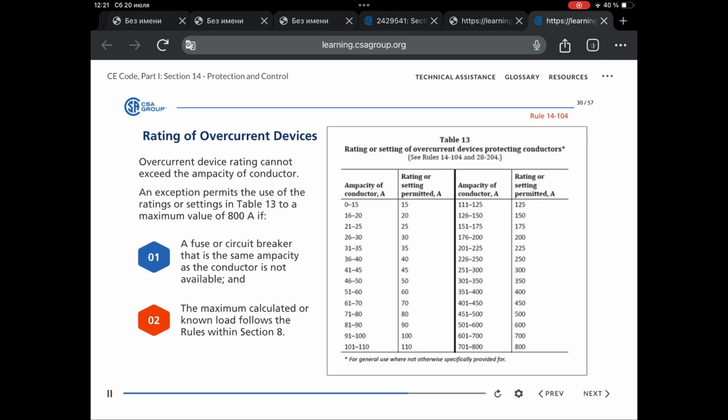Table 13 is limited to circuits that are 800 amperes or less. For circuits that exceed 800 amperes, the conductor ampacity must be equal to or greater than the rating or setting of the overcurrent device.